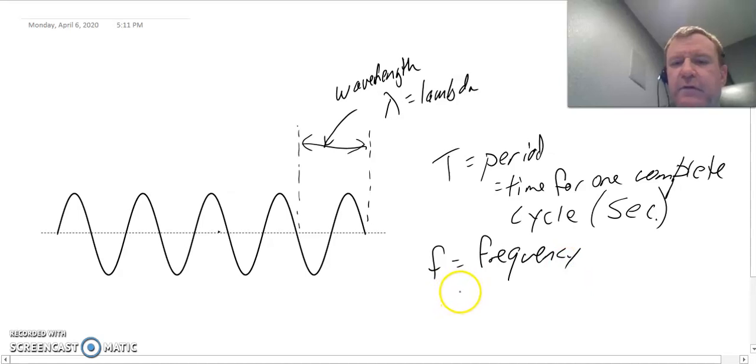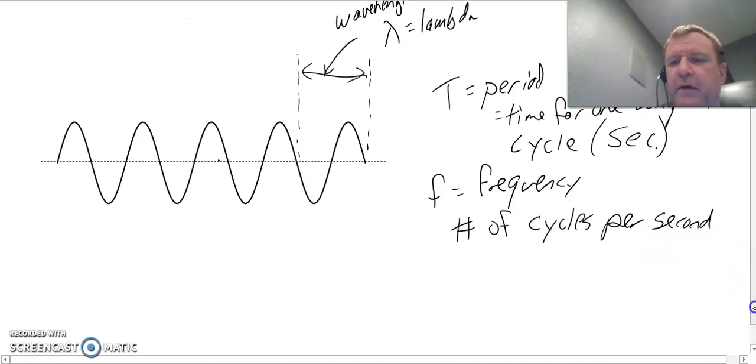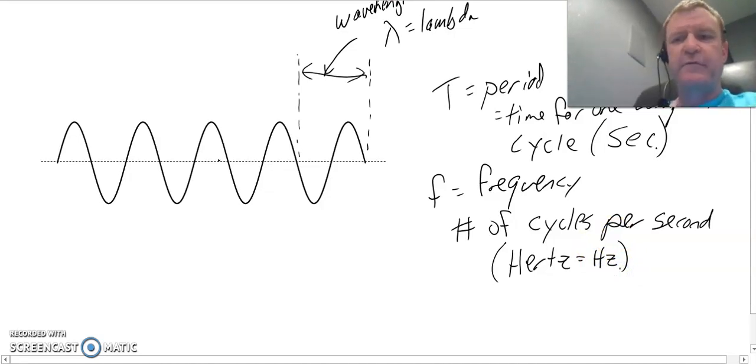Okay, and frequency refers to the number of cycles per second. Okay, so the units for frequency, we could say cycles per second, or commonly we have hertz. Hopefully you remember that from circular motion first semester.